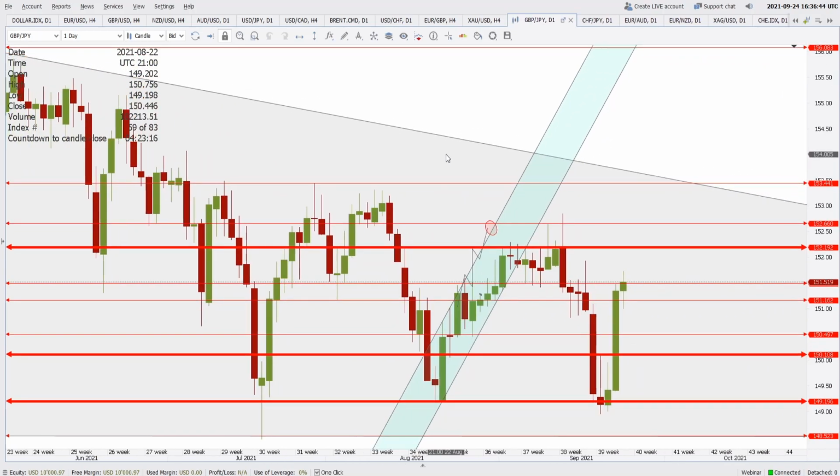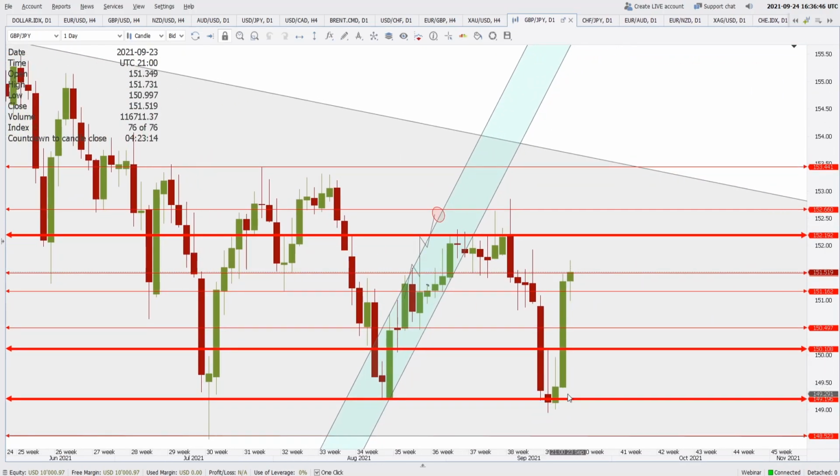Talking about GBP/JPY, yesterday there was a very bullish candle, but it failed to close higher than 151.49, and then the price started going down again. But 151.16 gave nice support to the price and pushed it back to the highs of 151.73. It met resistance there, and now it is trading at 151.51.